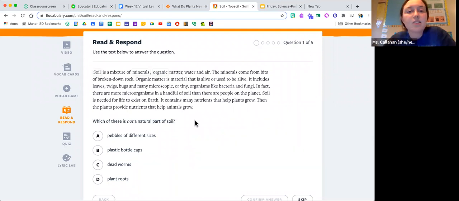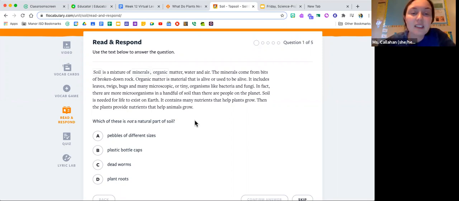So for our read and respond, we're going to use this text below to help us answer the question. Okay. It says soil is a mixture of minerals, organic matter, water, and air. The minerals come from bits of broken down rock. Organic matter is material that is alive or used to be alive. It includes leaves, twigs, bugs, and many microscopic or tiny organisms like bacteria and fungi. In fact, there are more microorganisms in a handful of soil than there are people on the planet. My mind is blown. Soil is needed for life to exist on Earth. It contains many nutrients that help plants grow.